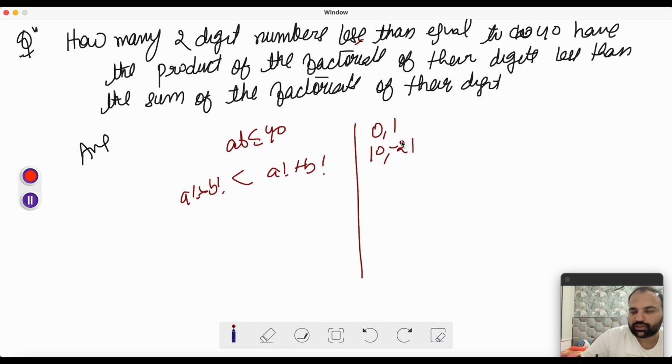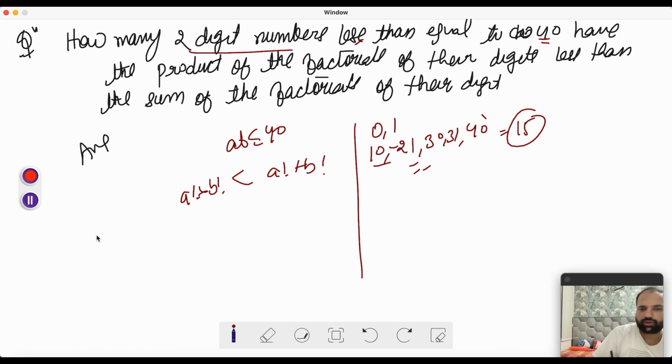Now we cannot take 22. It still does not say equal to, so we are not going to take 22. So 10 to 21, then you can say 30, 31, and you take 40. You cannot take 41 because it is limited only to 40. So 10 to 21 is 12, and then 13, 14, 15. So if we count it together, it's going to be 15. That's the answer, for 2-digit numbers less than or equal to 40.